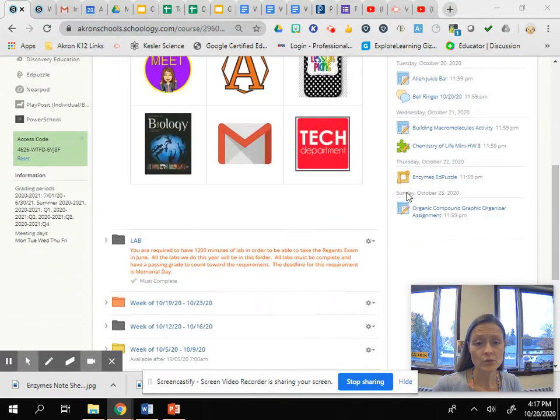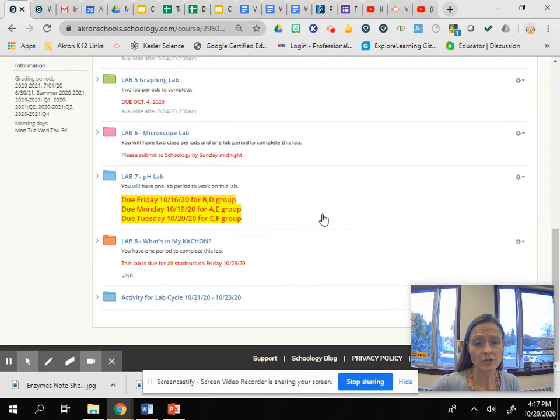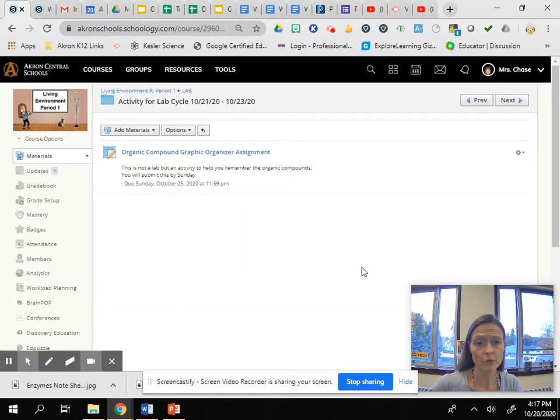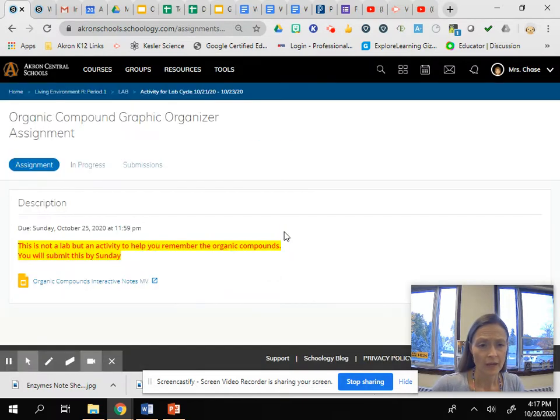So you're going to go down to the lab folder. And I put it in here just because we're doing it in lab. It's not a lab activity, but the lab activity I'm having you do in class, so we had to flip-flop things. So this is the activity for this lab cycle. You're going to click that folder, and so it's an organic compound graphic organizer. And the instructions are telling you it's not a lab, but an activity to help you remember these organic compounds, and you're going to submit it by Sunday.